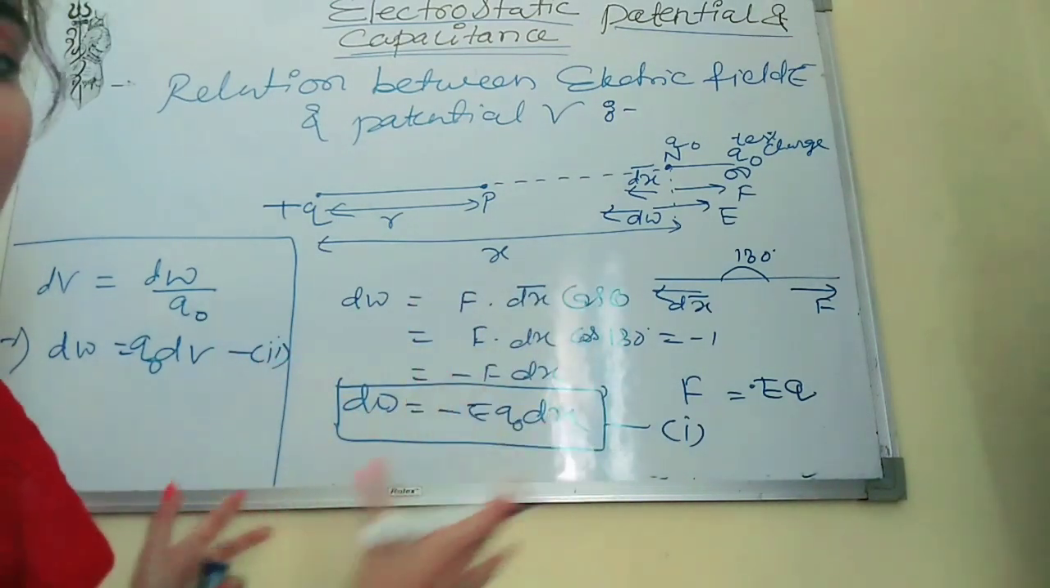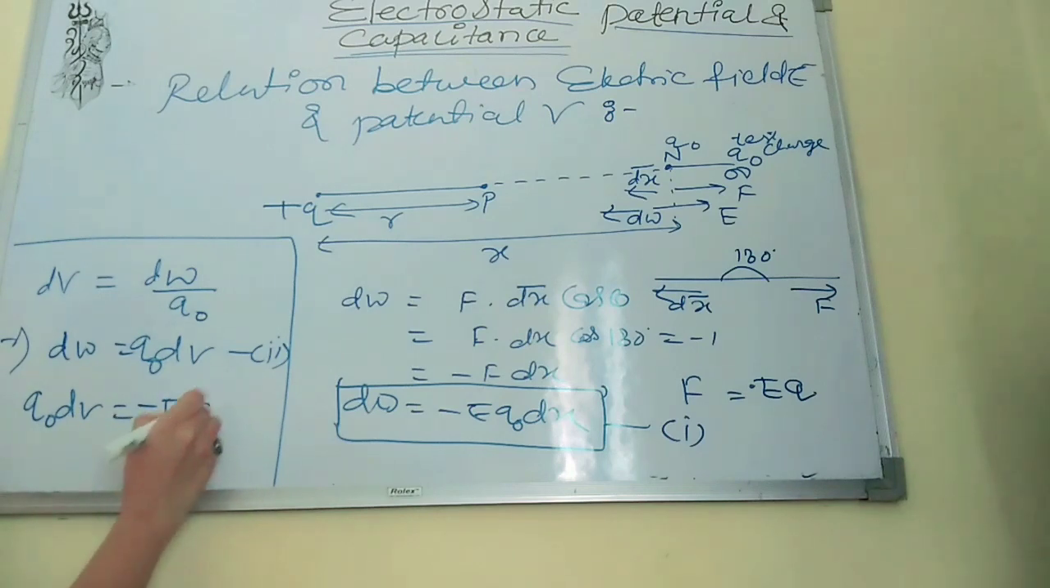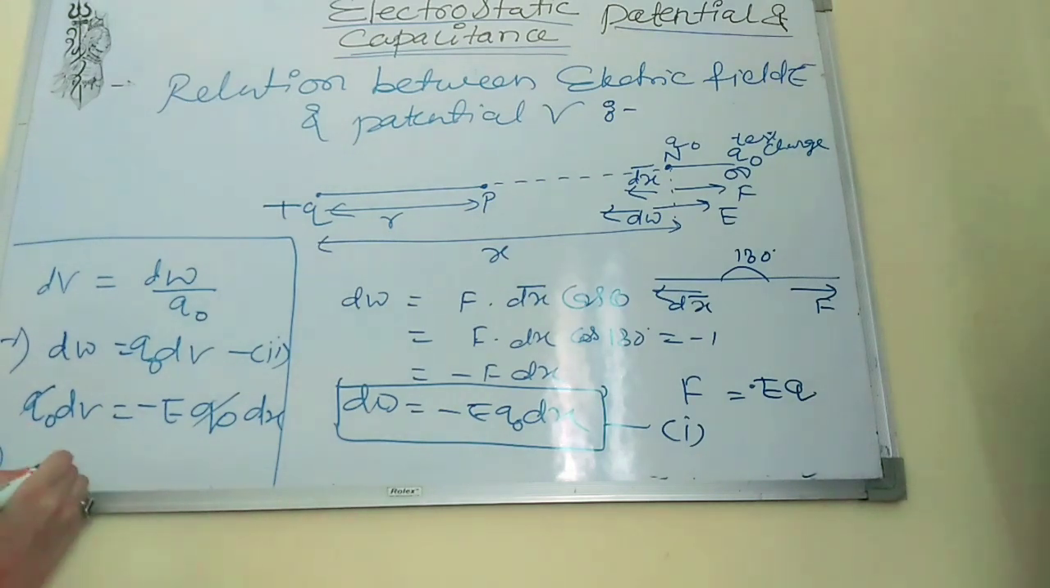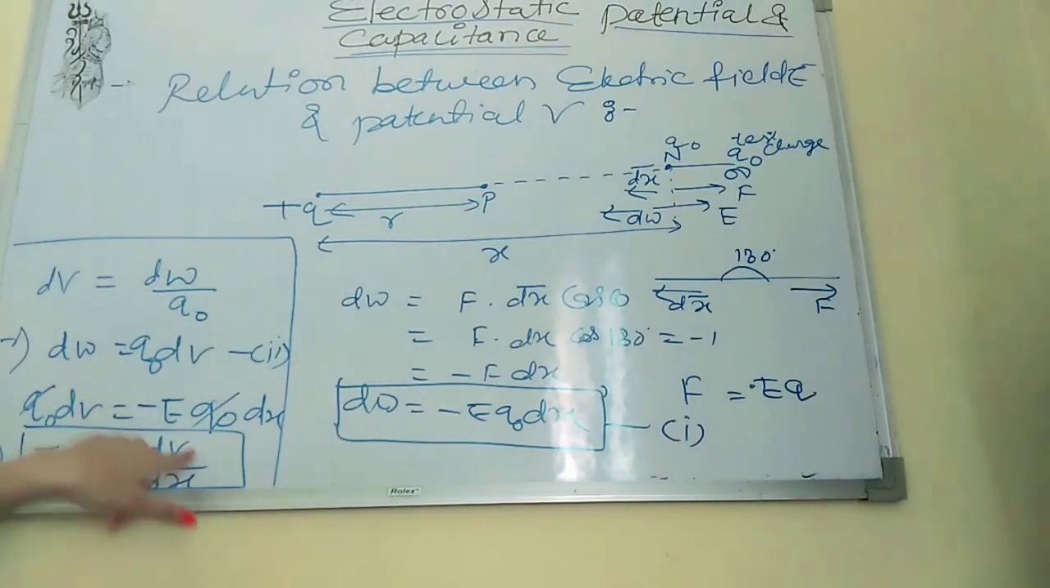Now we will simply equate both equations, so it will become q naught dV equal to minus E q naught dx. This q naught will be cancelled out. So what we will get in the form of E is E equal to minus dV upon dx. This is the relation between electric field and potential.